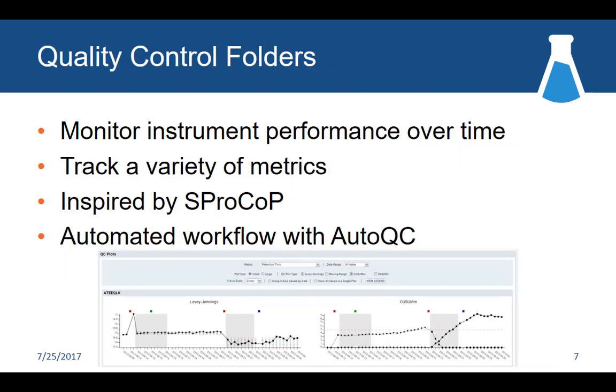The quality control folders. So we let you look at a variety of different metrics. Again, I'll show this in a demo, but we've got a number of different types of plots. Who here is familiar with SProCoP, this external tool? Anybody? So this was a great tool developed by Michael Bereman initially, and it really comes from this statistical process control background, so manufacturing and looking at tolerances and problems. And so what we have here in this plot, for example, is called a Levey-Jennings plot.